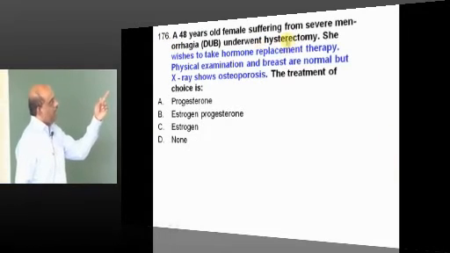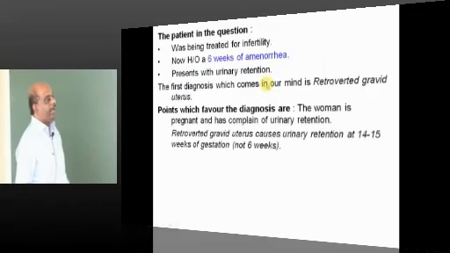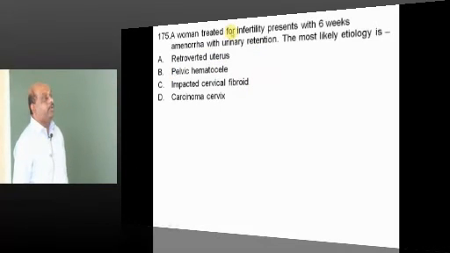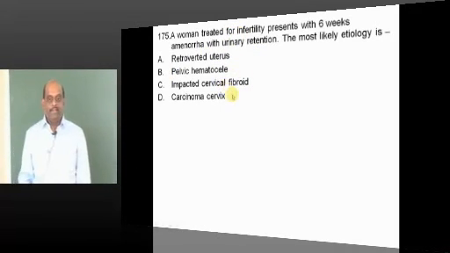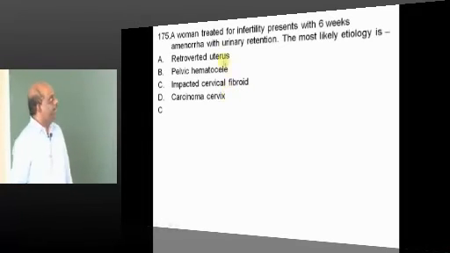A 48-year-old with severe menorrhagia, but you may have a doubt about why it is leading to amenorrhea. No? You didn't ask. An impacted cervical fibroid can be an impeding factor for menstruation also.